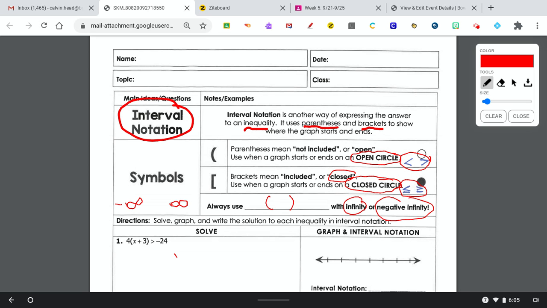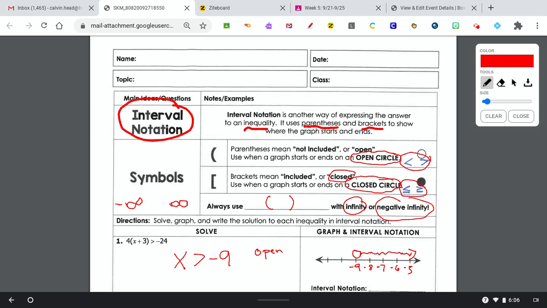Looking at number one, the answer is x is greater than -9. Write that down. Yesterday we worked on graphing these. So we would have -9, -8, -7, -6, -5. It's going to be an open circle on -9, going to the right. We draw our line and graph it. That's what we did yesterday.